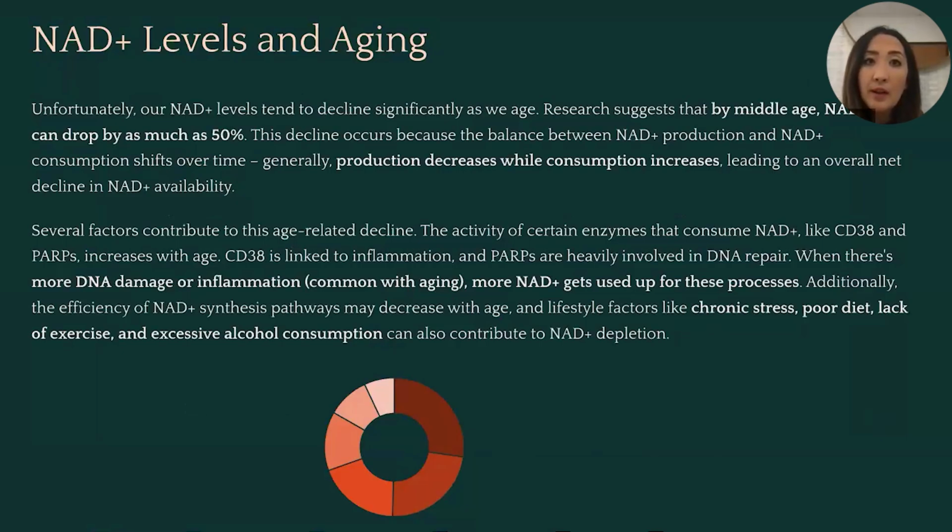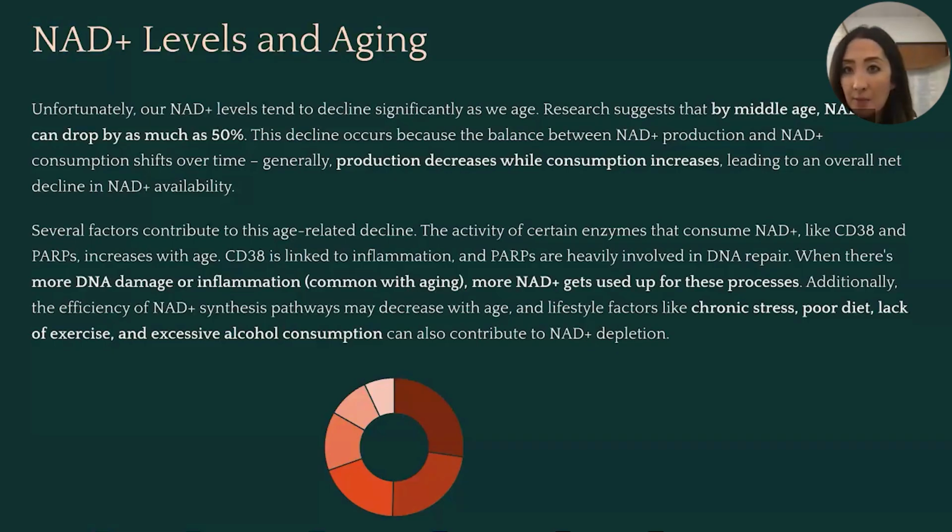And this is really just because there's a shift in the balance between how much NAD we produce and how much NAD we consume over this time. So usually production decreases while consumption increases, leading to an overall net decline in NAD availability. So this is why we have such a drop. And there's lots of different things that can contribute to this decline.